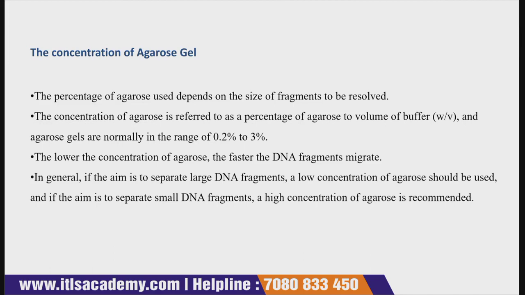Again, this is very important. You must be aware of how much agarose is used. Generally a 0.2 to 3% agarose gel is used, that is weight by volume, and the concentration of agarose gel generally refers to the percentage of agarose to volume. The lower the concentration of agarose, the faster the DNA fragments migrate. So whenever the concentration of agarose is lower, the faster the DNA fragments get migrated.